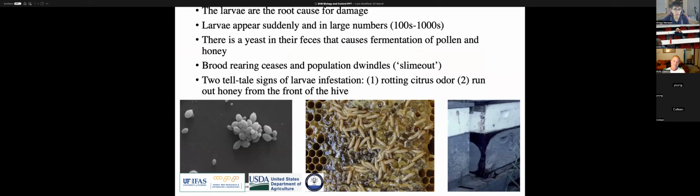Let's go back. As I mentioned with that yeast, this yeast ferments the pollen and the honey, and so this produces that pheromone isoamyl alcohol. Similar to that process of fermentation, beer is produced through alcohol fermentation. And so what we may be seeing is that this beer is essentially mimicking that isoamyl alcohol, because isoamyl alcohol is attractive to the beetles themselves.